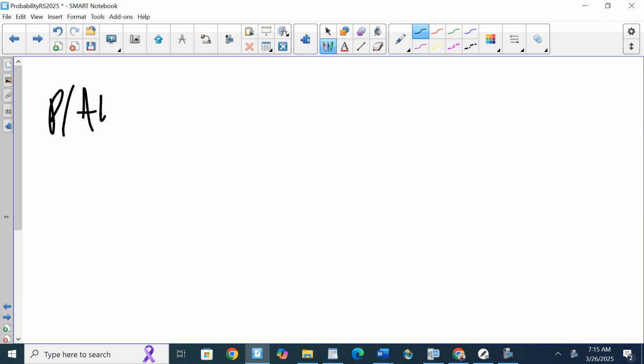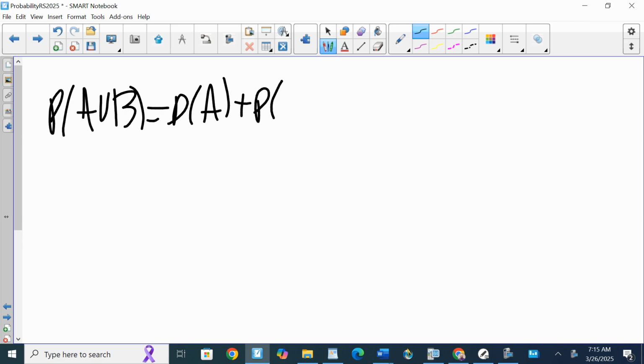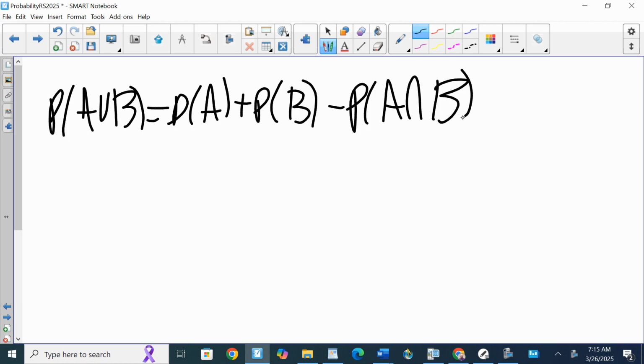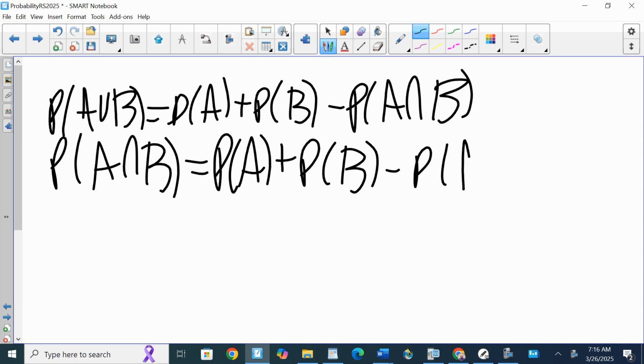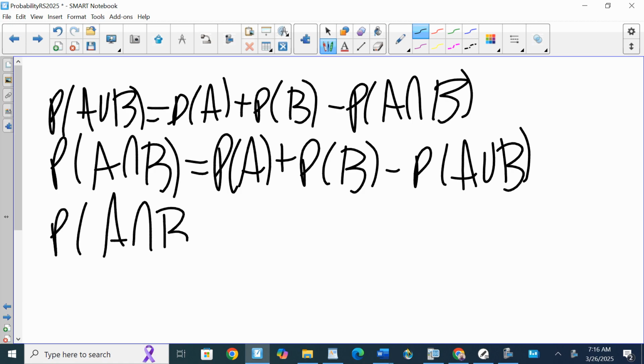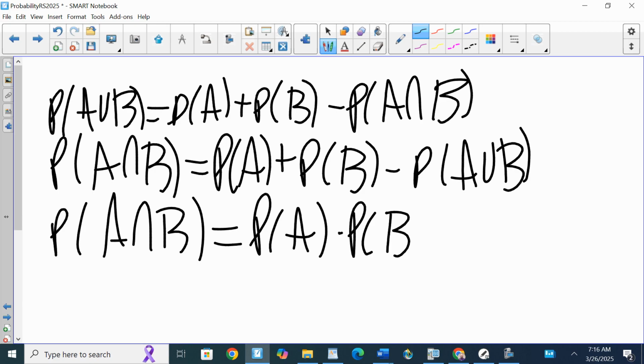P of A or B equals P of A plus P of B minus P of A and B. P of A and B equals P of A plus P of B minus P of A or B. P of A and B equals P of A times P of B. Yeah, those are your formulas you need to know.